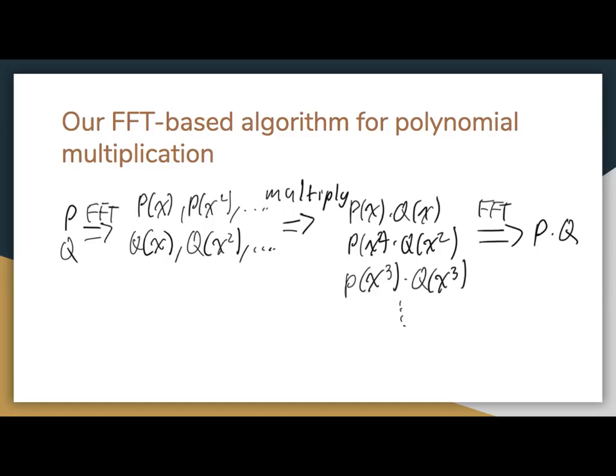So we end up with this really nice thing where we can just multiply by value, which is way easier than multiplying by coefficient. It's a really magical thing. We kind of change basis and everything becomes easier. That's the main idea behind this algorithm.